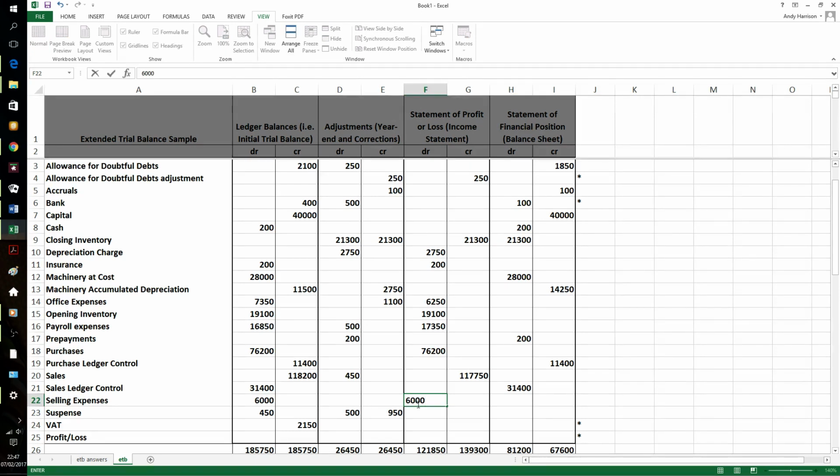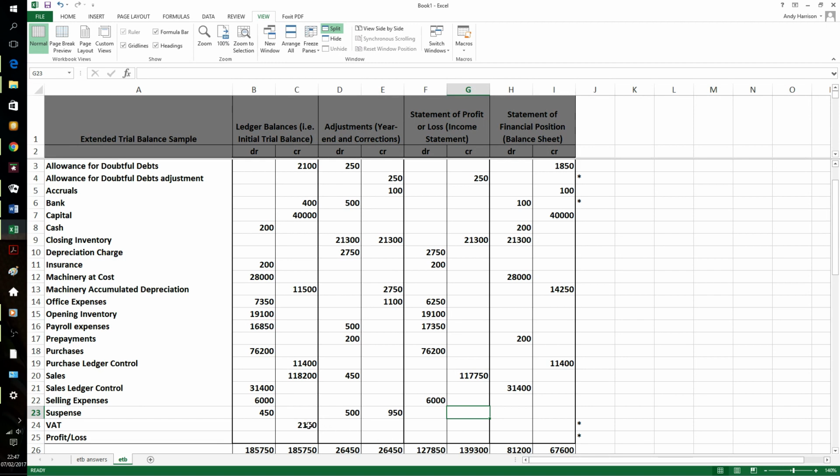Got expenses in, again, a nice easy one to work out. So the expense account then, okay, 450 debit plus 500, 950 debit, minus 950 credit should be 0. It doesn't belong in either the profit or loss or the statement of financial position, because if it's an expense account we don't know what it is, otherwise we would have sorted it out.